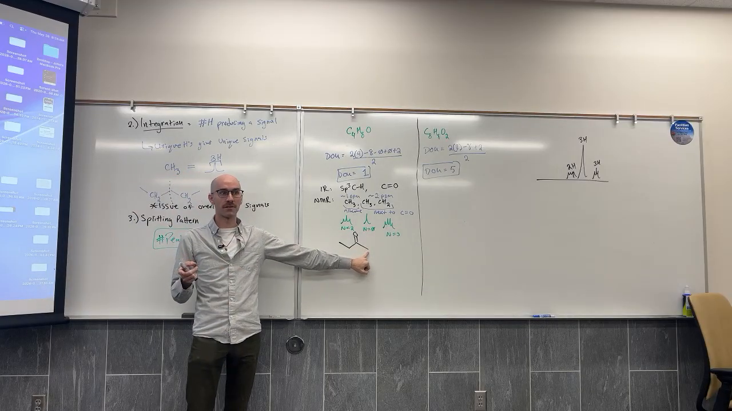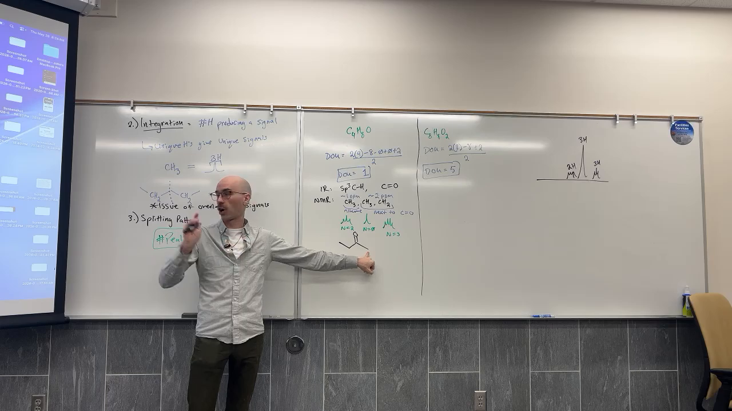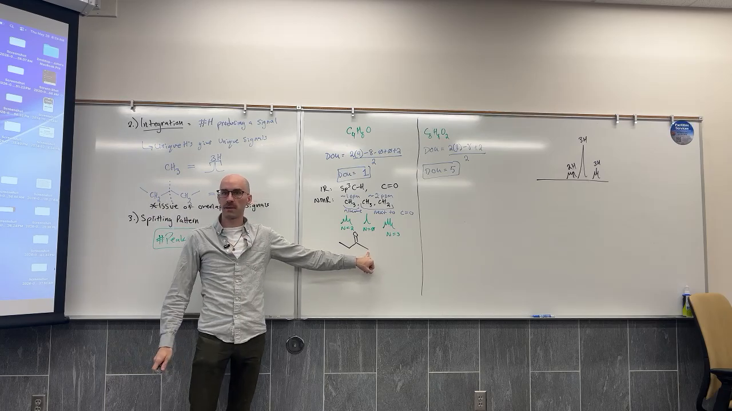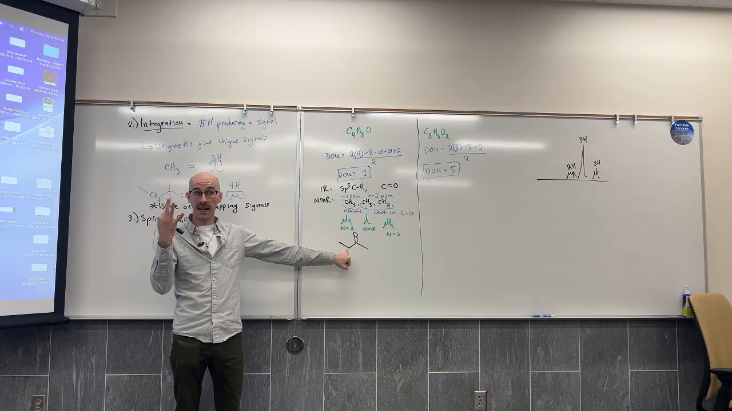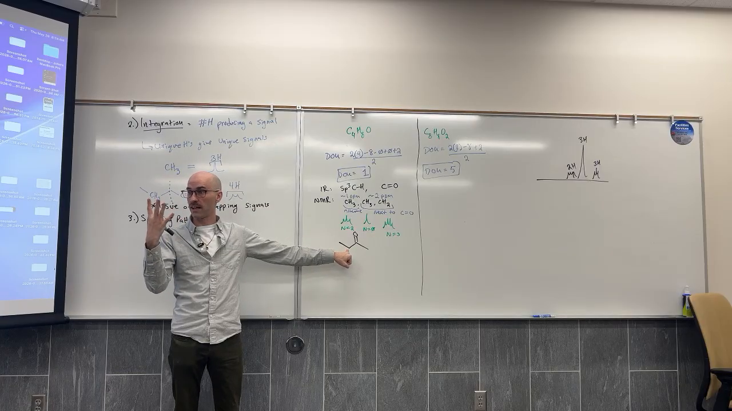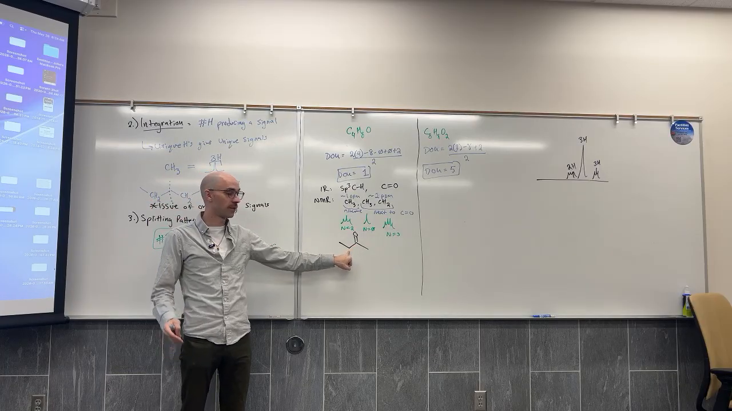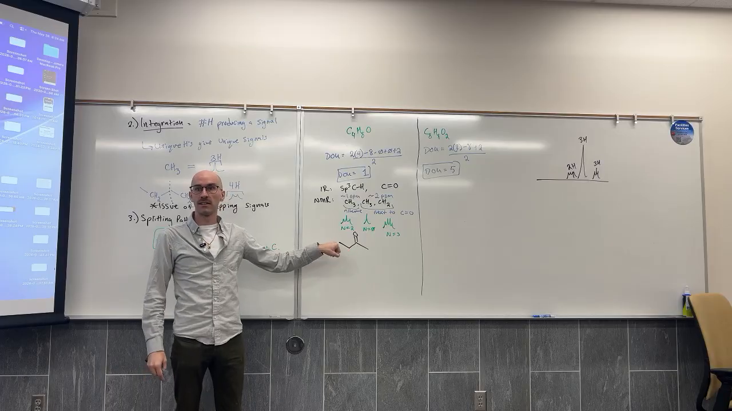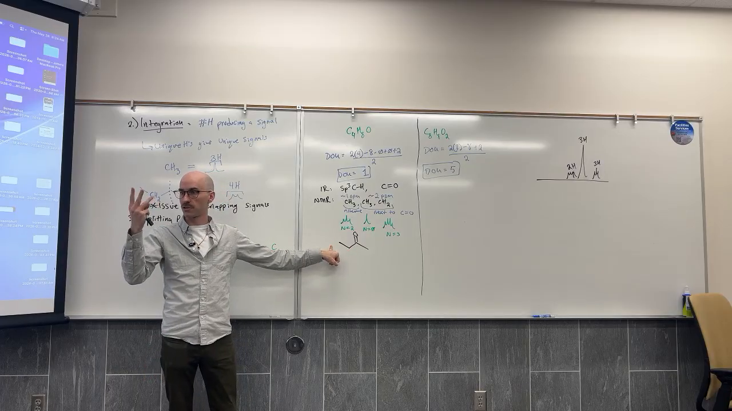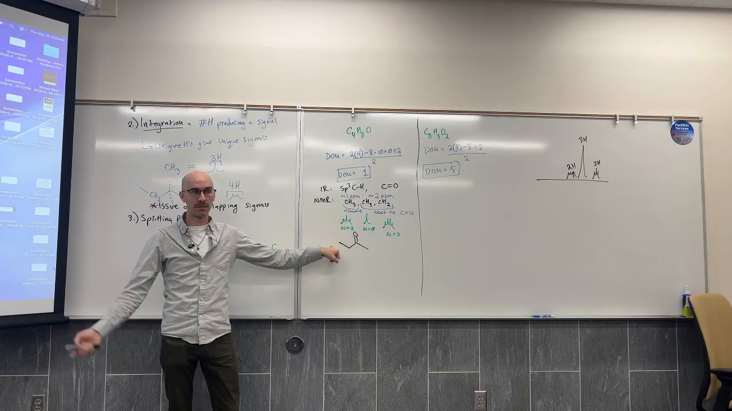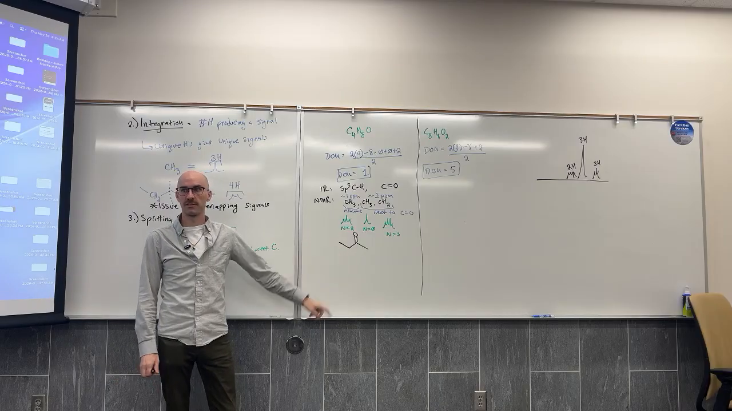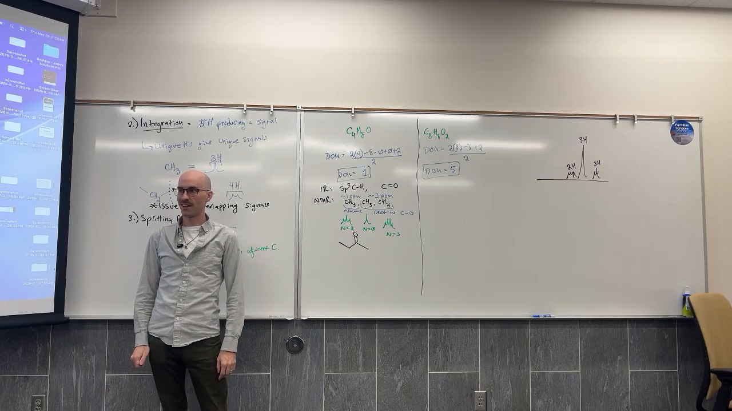CH3, no neighbors, singlet, next to a carbonyl, chemical shift is past 2. CH2, 3 neighbors, shows up as a quartet, next to a carbonyl, chemical shift is past 2. CH3, 2 neighbors, shows up as a triplet, next to alkane, shows up at 1 ppm. There's our structure. Fun stuff, right?